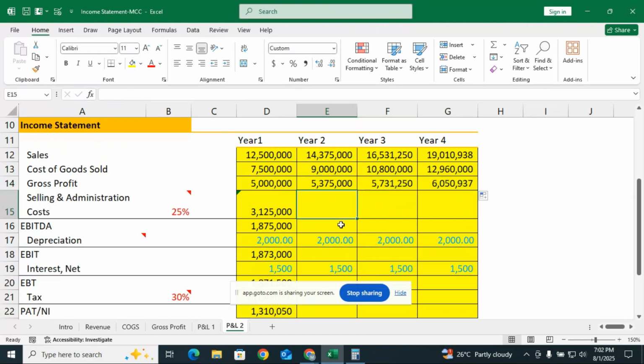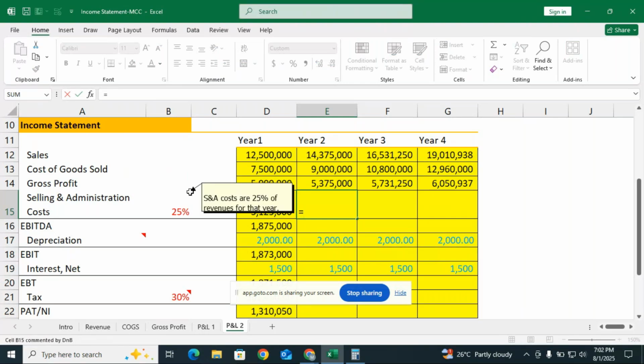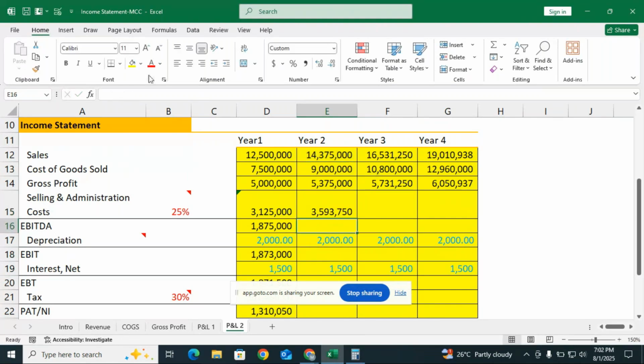Accordingly, calculate the selling and administration expenses, which equals, it says 25% of revenue of that year. So revenue into 25%. This is okay.